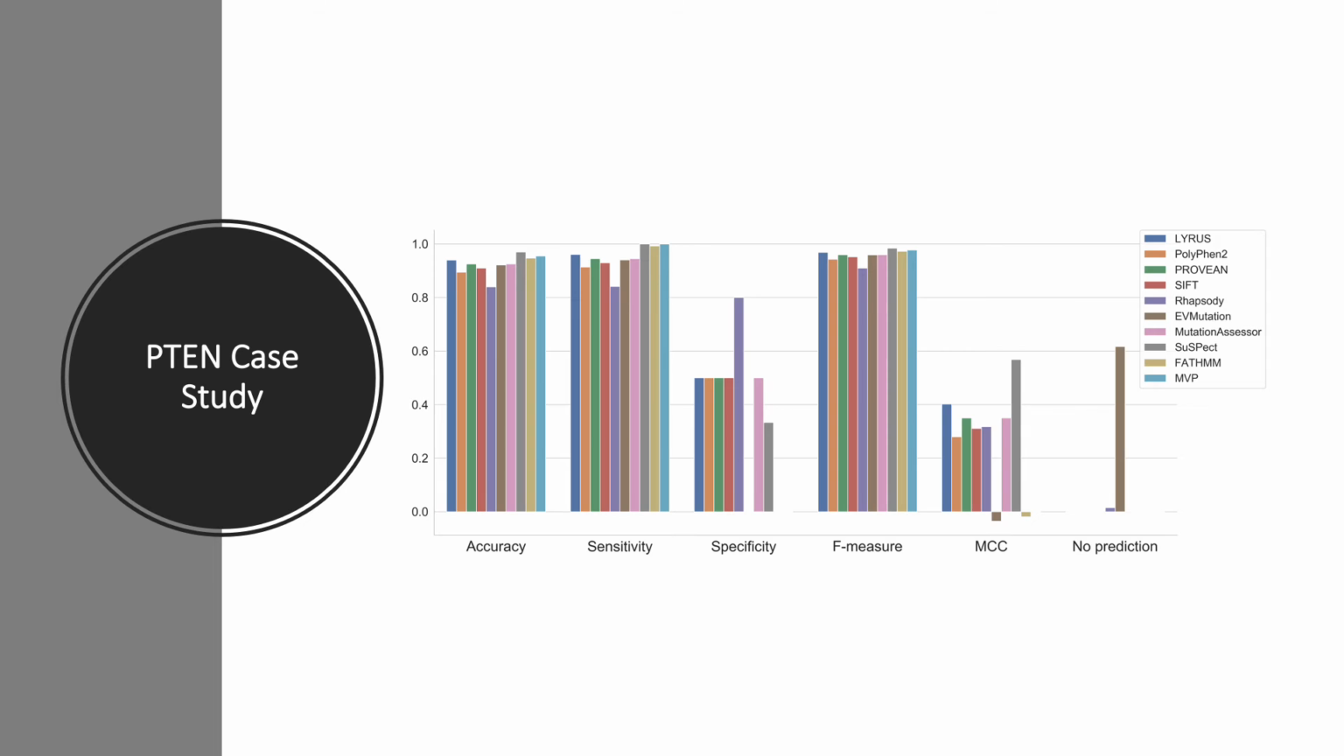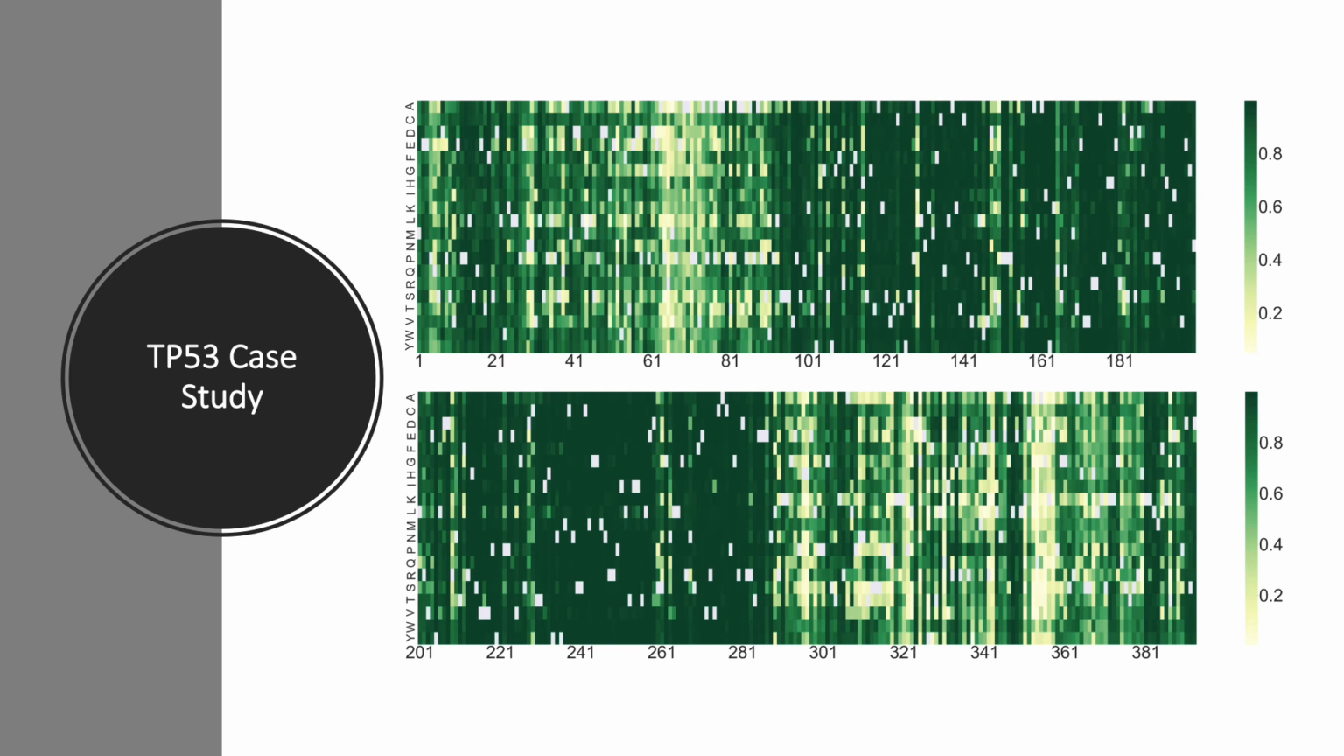Subsequently, we did a case study on PTEN protein, which is associated with metastatic cancer. 133 SAVs were used to test the performance of LYRUS against other software. From the bar chart, LYRUS achieved comparable performance as other software.